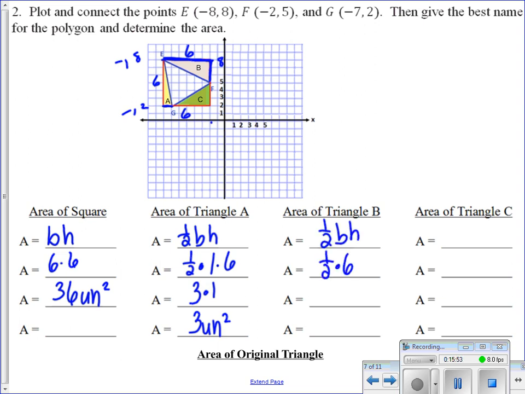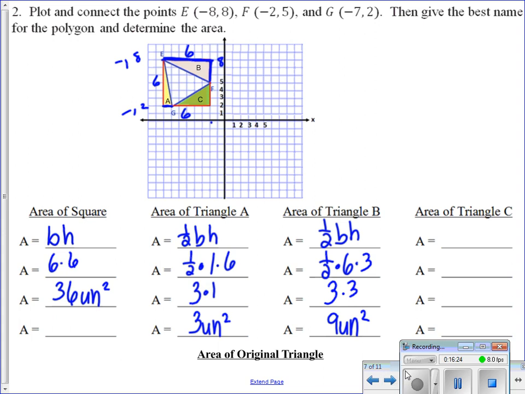So if my base is 6, what's the height of just the pink triangle? 3. Half of 6 is 3. 3 times 3 is 9 units squared. Questions on where the 3 or the 6 or the other 3 or the 9 came from? I'm giving everybody a second to catch up.